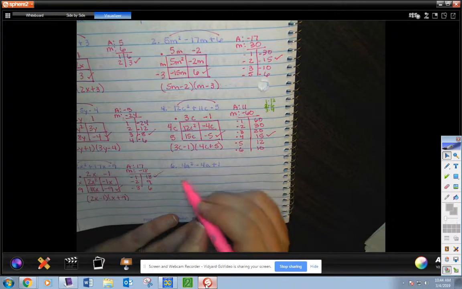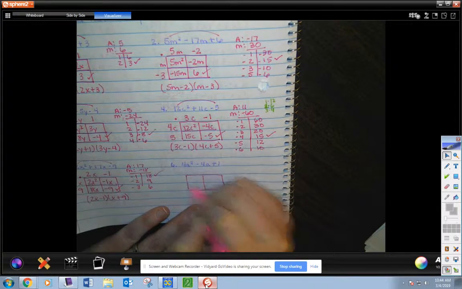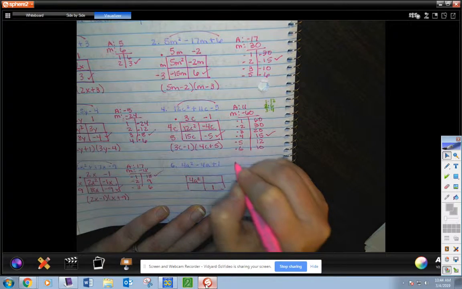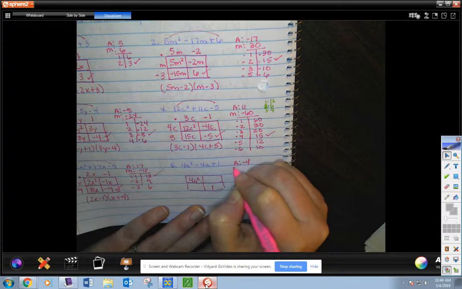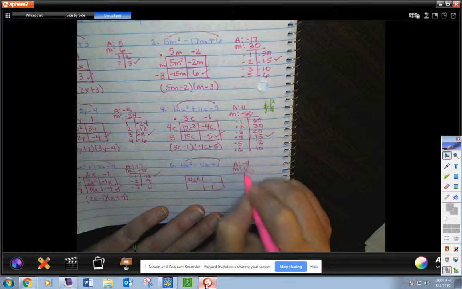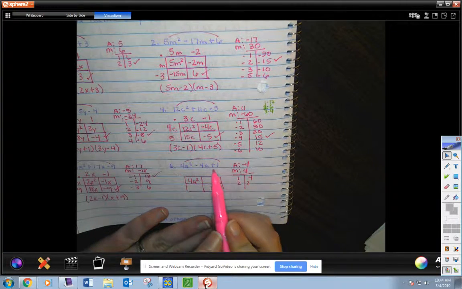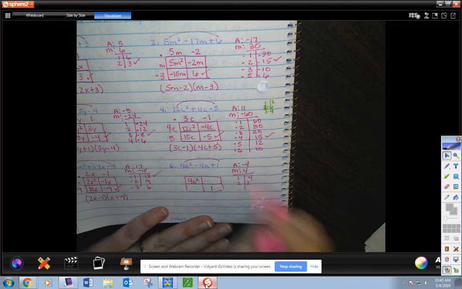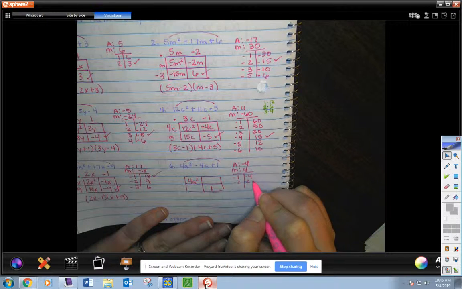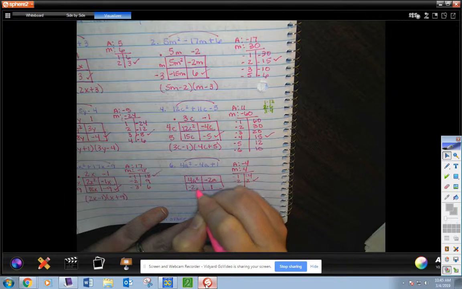Okay, for 6, we have 4a squared minus 4a plus 1. Drawing my 2 by 2 box. Putting first term in first box, last term in last box. I must add to negative 4, and I must multiply to positive 4 when I multiply. Okay, so 1 and 4, 2 and 2. Plus sign tells me my signs are the same, and a minus tells me they're both negative. Okay, so now the only one that adds to negative 4 would be negative 2, negative 2. So I put in a negative 2a, a negative 2a.